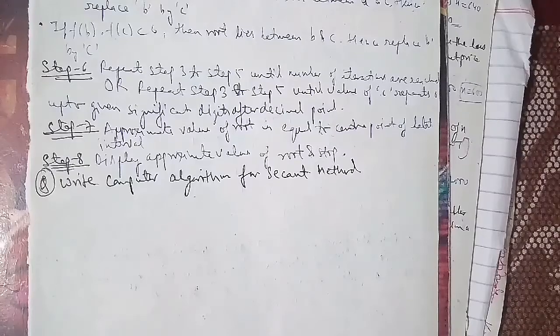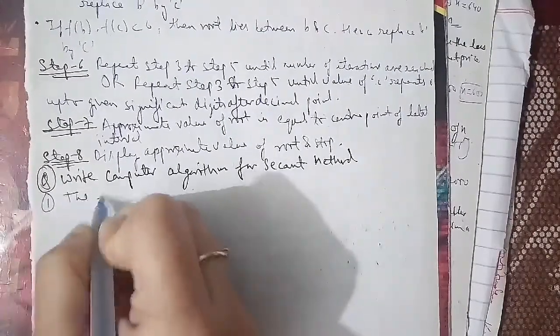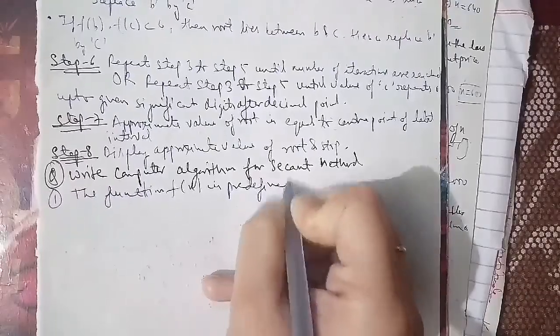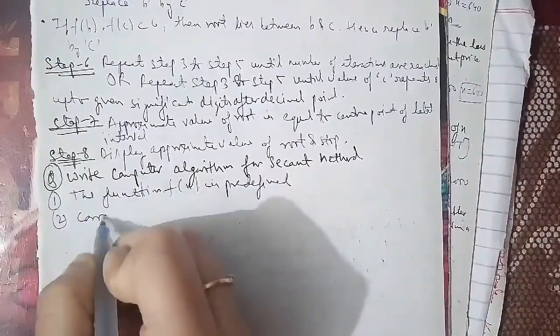The function f(x) is predefined, that we have here. The second assumption is the correct values of initial approximation x0 and x1 are entered, in which one root of f(x) lies.